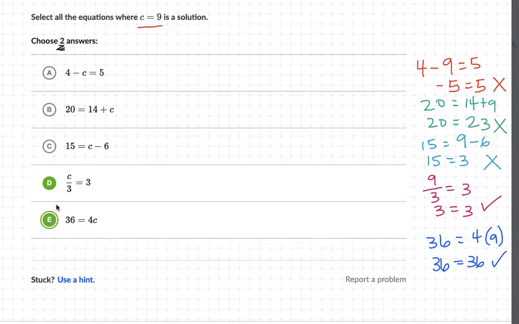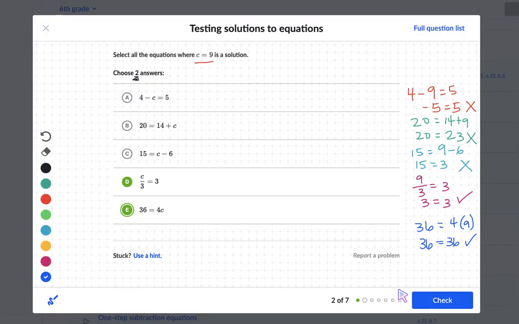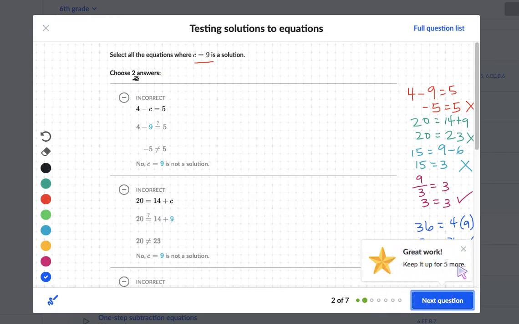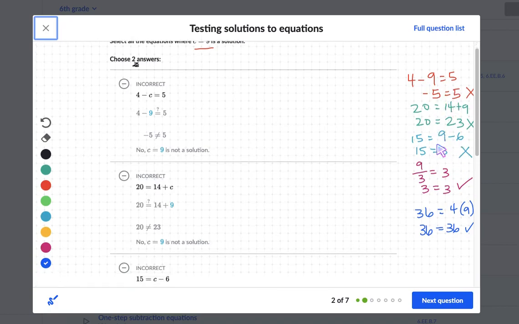So D and E work when c equals 9. Now that doesn't mean that these other ones are bad. It just means it's bad when c equals 9. A different number would work for it, but not 9.